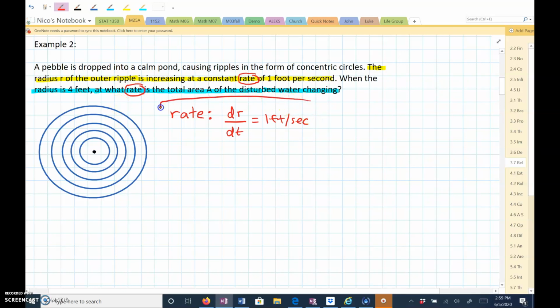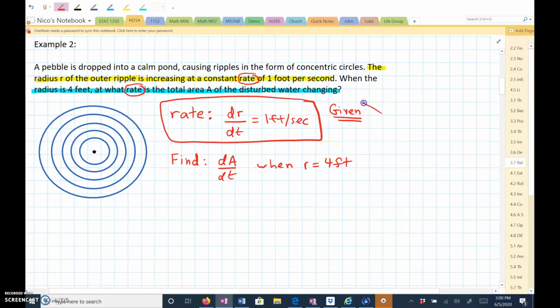So this information is known as the given information. Okay, this was given to us. This next information, this is what we want to find. They don't give us the rate. They want us to find what rate of the total area, so what is the rate of change of the area of the water with respect to time when r equals 4 feet. So I've got my given, I've got my final.